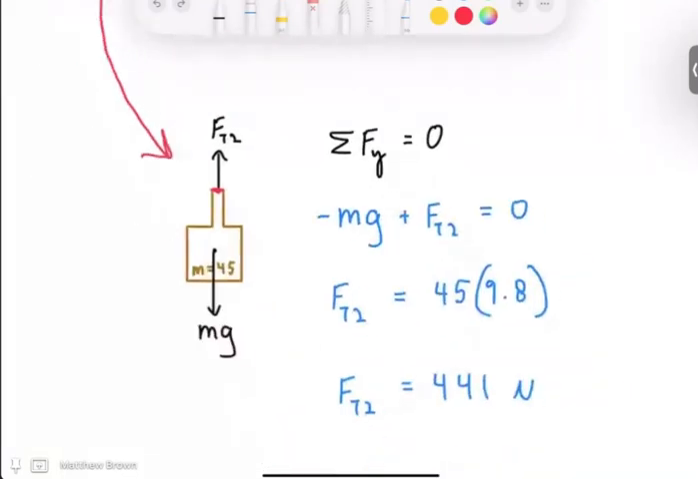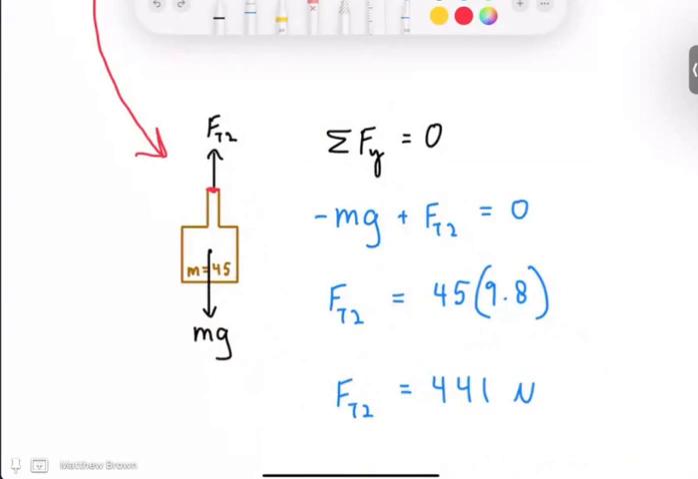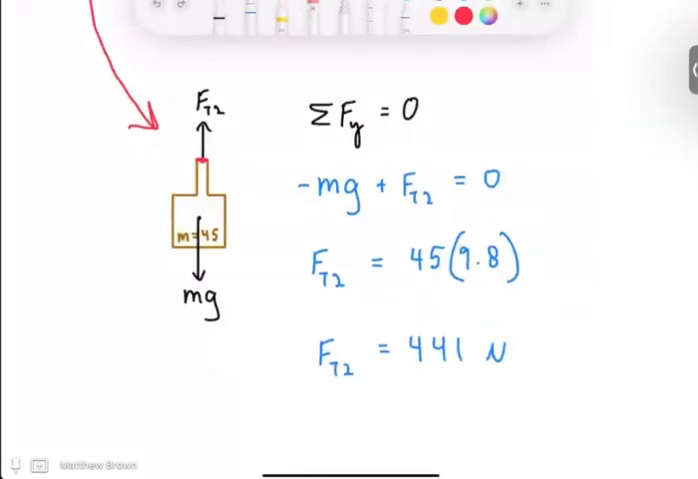So here's just another sketch of that. We know that because of the weight of the box, there's going to be a force of gravity that's mg down. And we know the only force up is the tension in the rope. So if we say the sum of the forces in the y direction is zero, then I'm defining up as positive, using standard notation. Then I can set those 2 forces equal to zero, and now I can solve for FT2, 441 in this case. That's now the tension in the rope.